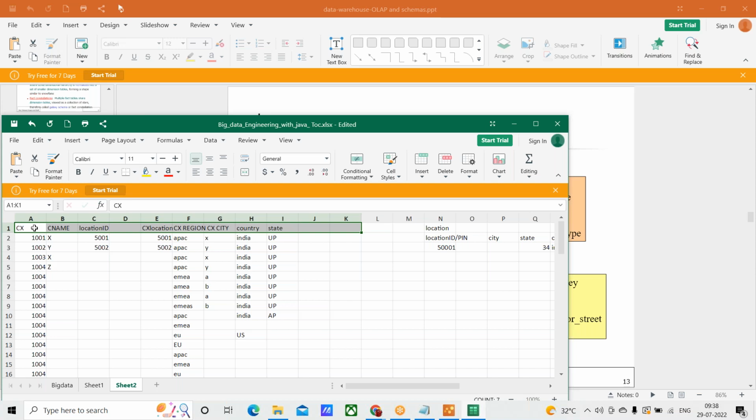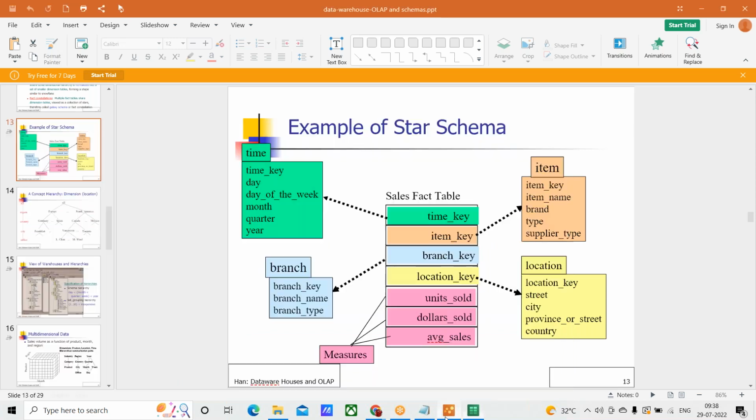Got it, Somnath? Yeah. Because in this example you gave location ID in both places, no? So I thought it should be present in both the dimensions. That's why I asked. Yes, right. But now I'm coming to that point.